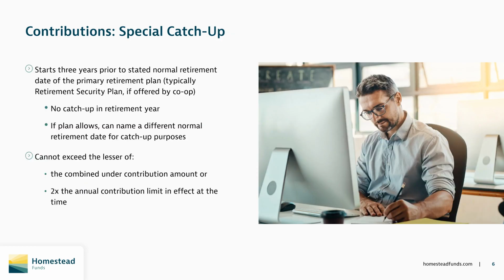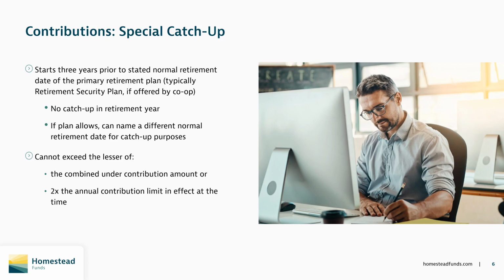This make-up amount can be used during the 3 years prior to, but not including, the year a participant reaches normal retirement age in your co-op's primary pension plan. For example, if your plan's normal retirement age is 62, then catch-up occurs in the years the participant turns 59, 60, and 61. Another date may be designated in advance by the participant as long as it is later than the original normal retirement date, and as long as this change is allowable under your plan provisions.